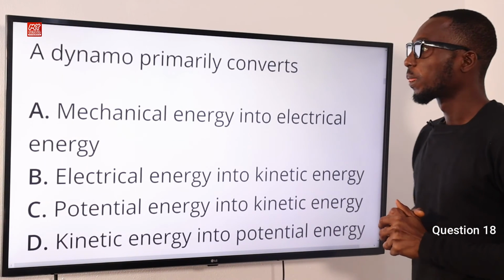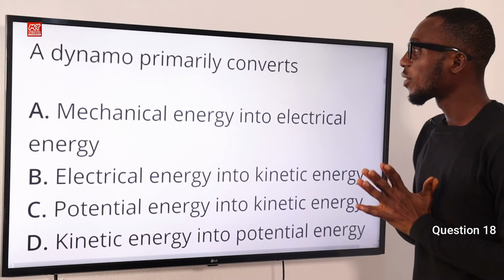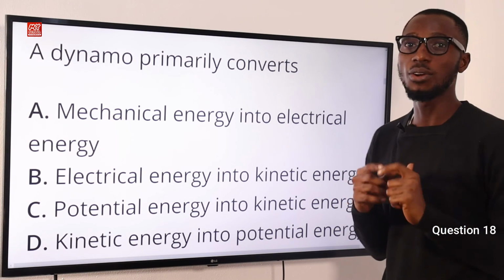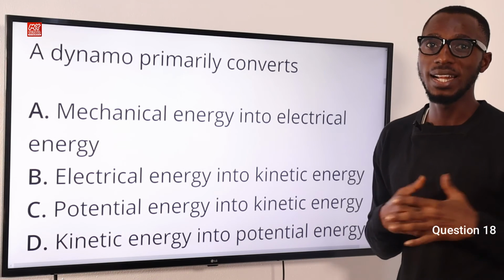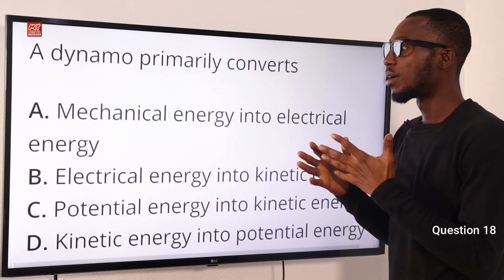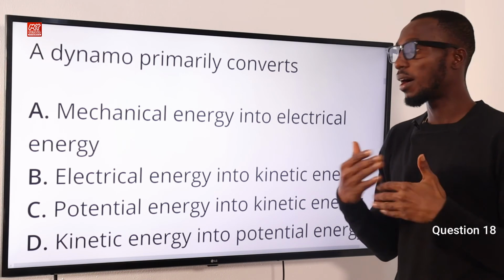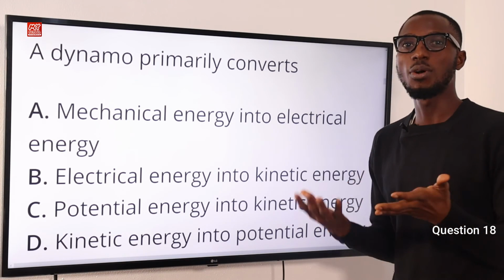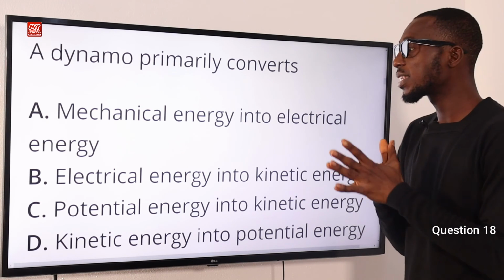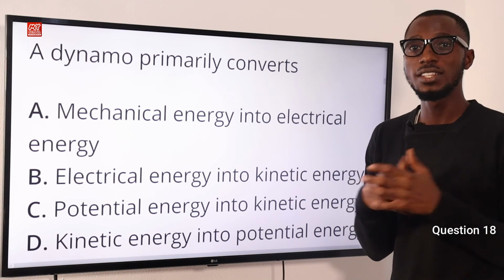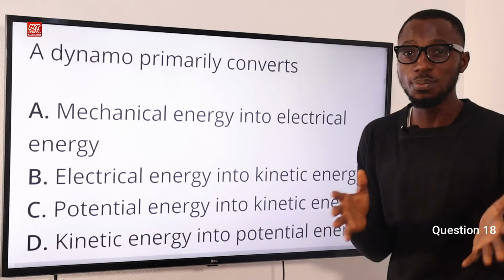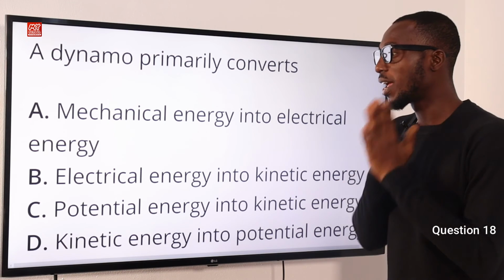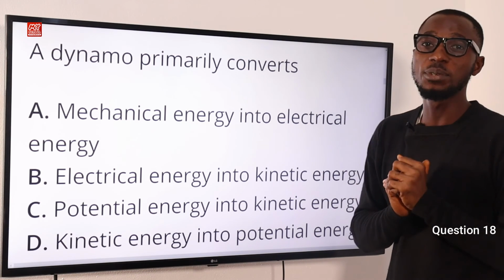Question 18. A dynamo primarily converts what? An electric dynamo uses the rotating coil of a wire and the magnetic field present to convert the mechanical energy being produced in the system into direct pulsing electric current, through Faraday's law of induction. All of those things put together, it converts mechanical energy into electrical energy. So the correct option here is option A.